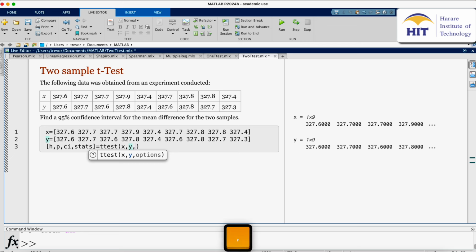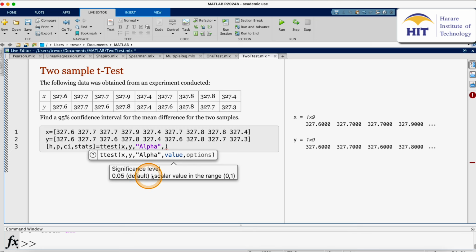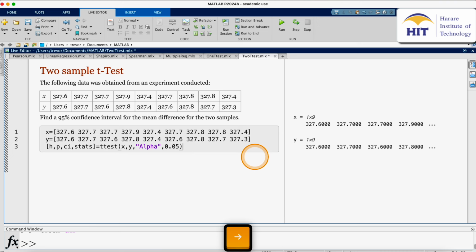But if you want, you can put a comma, then put the options, then choose the alpha, the level of significance. As you can see, it's saying by default it's 0.05, which is what we need. So if we write the alpha, it's 0.05. But if you want to change it to 0.01, then you change it to 0.01. But in this case, this is a 95% confidence interval. Our level of significance is 0.05. If we don't write this, then by default, it just takes it as 0.05. So I can go on and run.